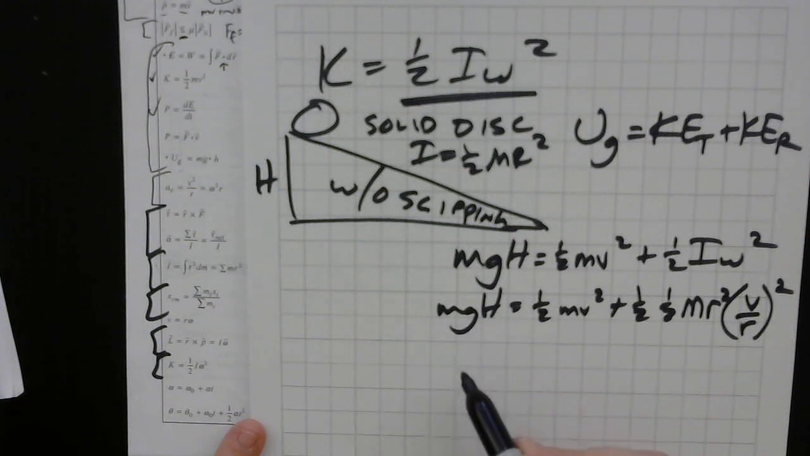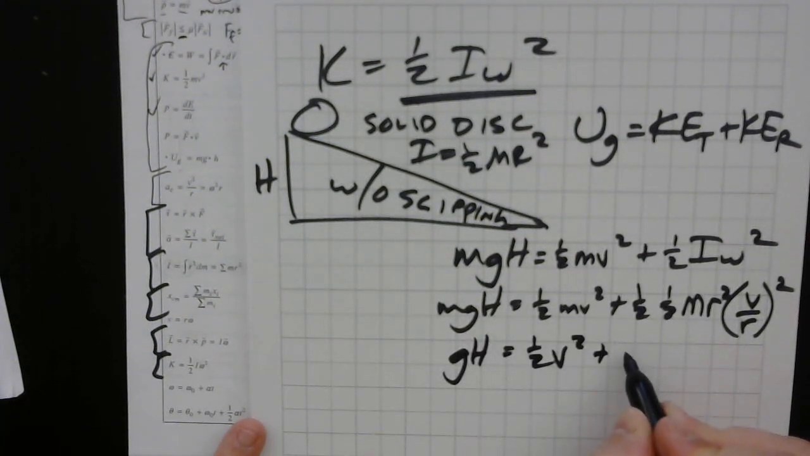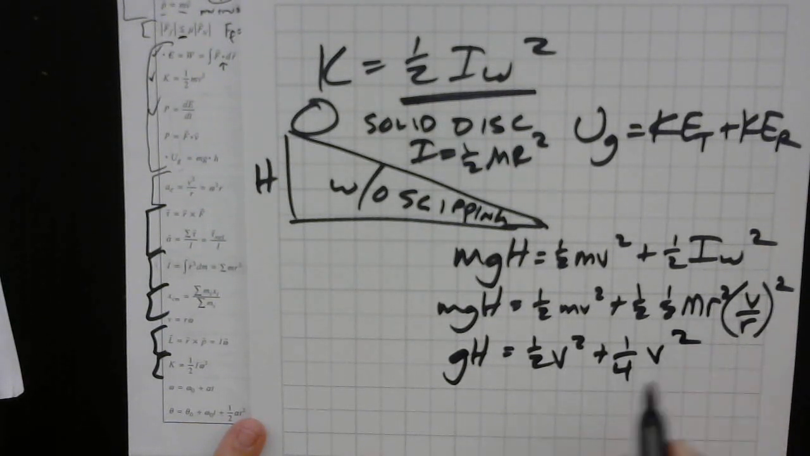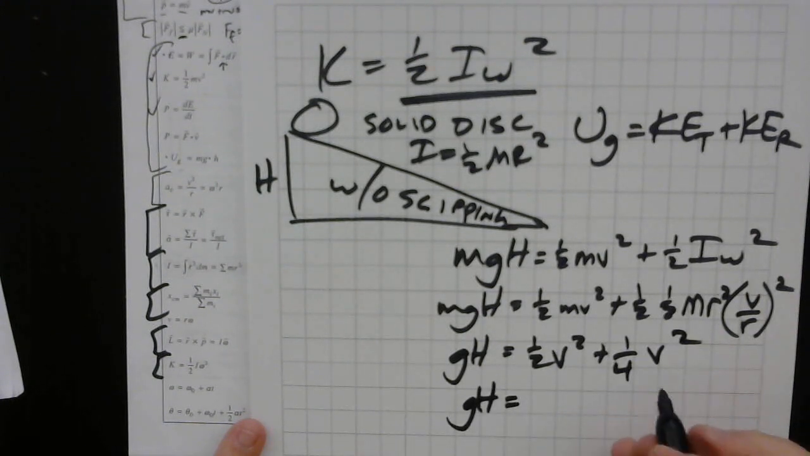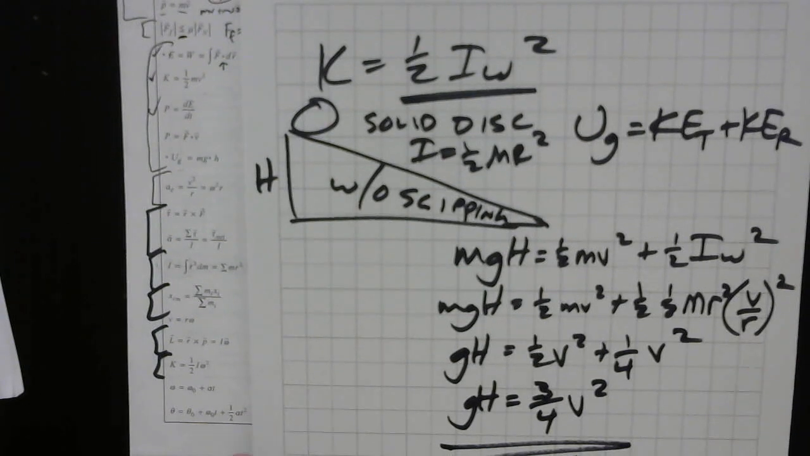See how these m's are going to cancel? So I get gh equals 1/2 v squared plus 1/4, r squared's on top, r squared's on bottom, I'm left with v squared. So I get gh equals 3/4 v squared. Okay? And so that's one way to do it with energy. So that's an energy way to do it.